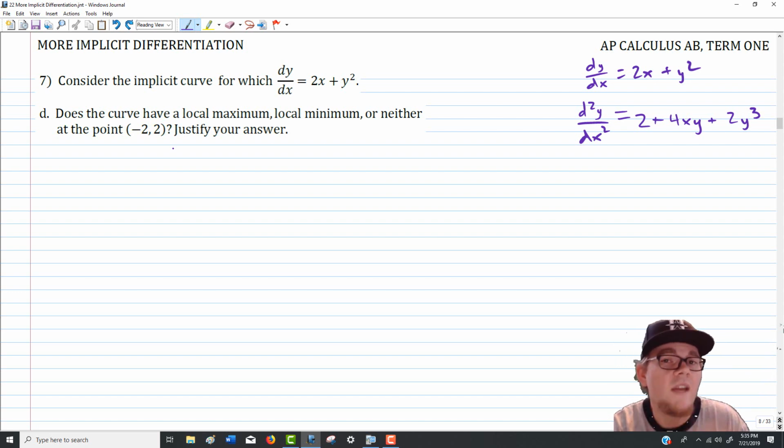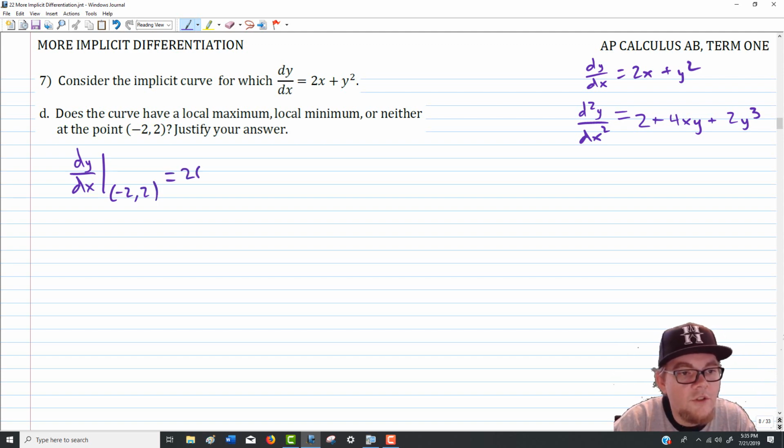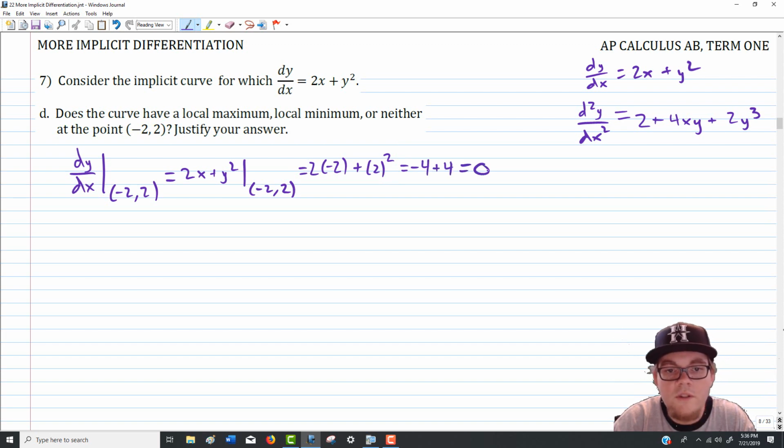We only have the derivative and the second derivative as tools for us to work our way through. So in working here on 7D, we want to talk about maximum, minimum, and neither. Let's just plug in and see what we've got for first and second derivatives. That's just a way to approach this. So if we compute dy dx at the point -2, 2, we'll get 2x plus y squared evaluated at -2, 2. That's equal to 2 times -2 plus 2 squared. You might say that's too many 2's, but that's clearly -4 plus 4, or 0.